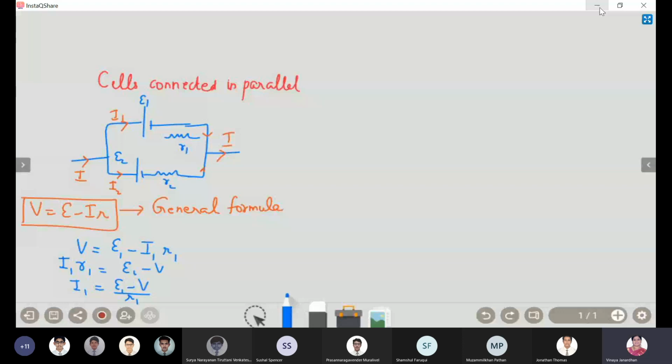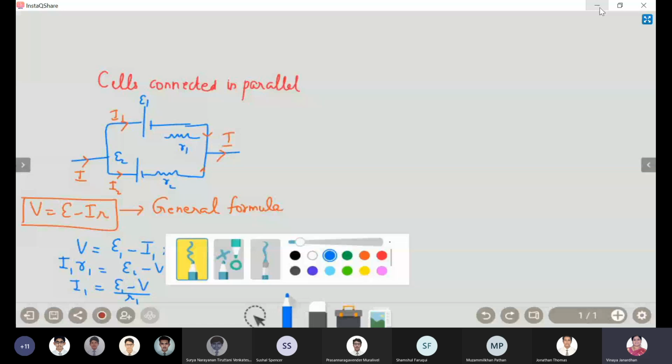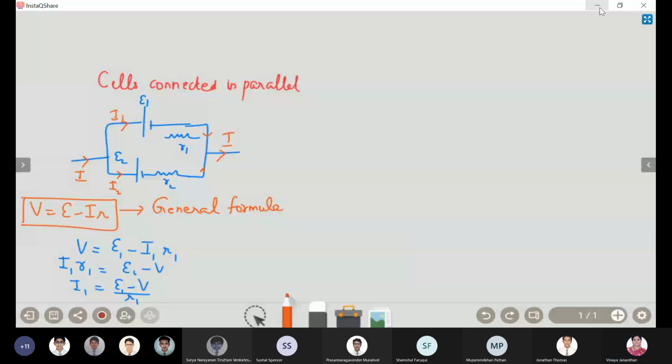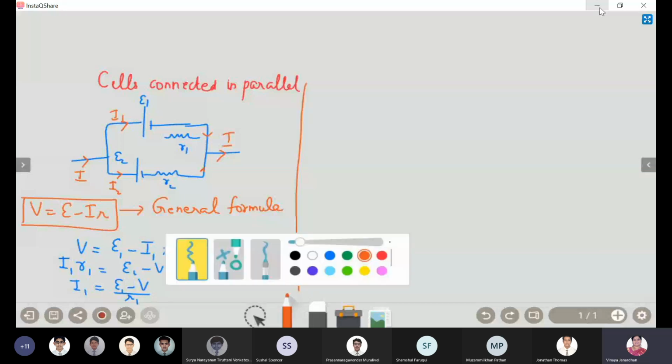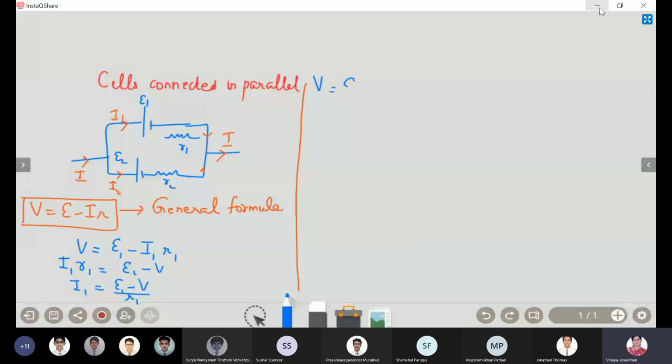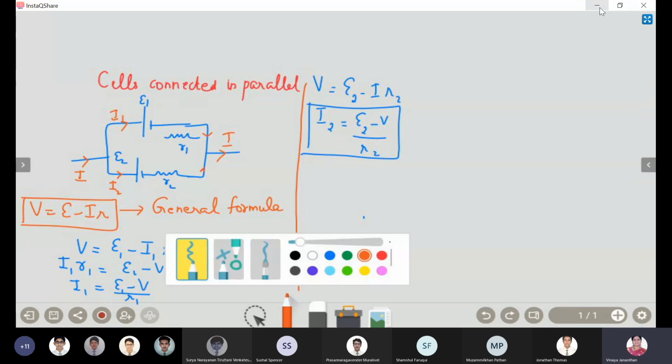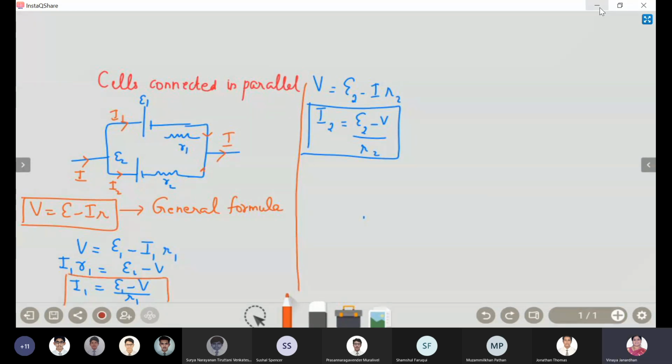Right. Next, same way, shall we apply the same rule for the next cell. V is equal to E2 minus I2 R2. So what is I2? I2 will be E2 minus V divided by R2. So do you have both the equations right now? You have I1, you have I2.